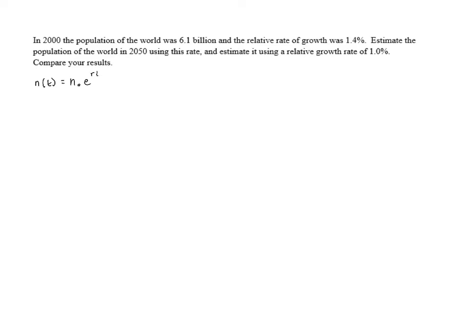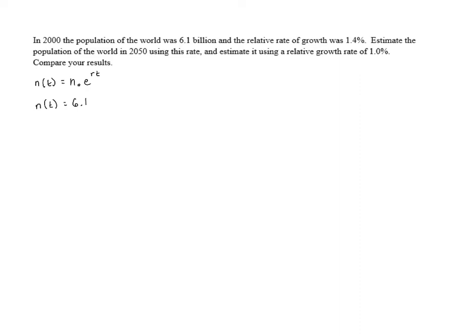For exponential growth with populations, we have the formula N of t equals N naught times e to the rt, where N naught is the original population and r is the relative growth rate. In this situation, the initial population is 6.1 billion. Instead of actually writing out 6 billion, 100 million, I'm going to measure everything in billions.